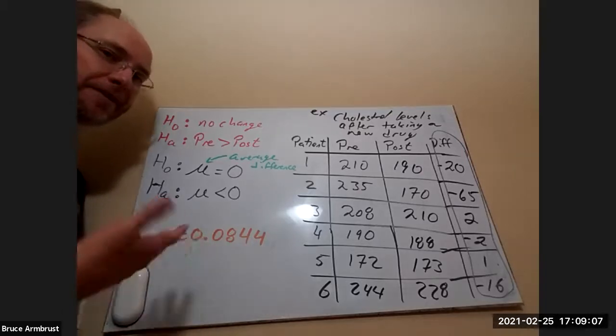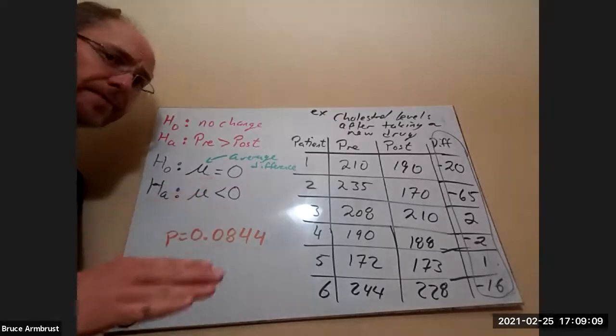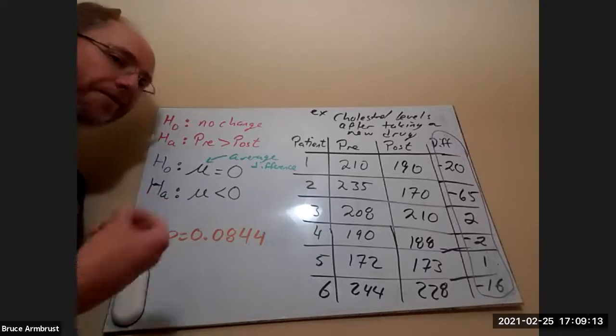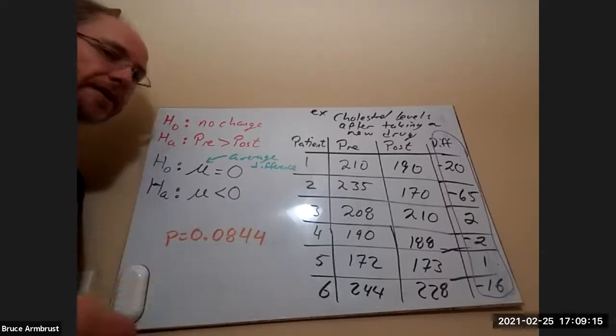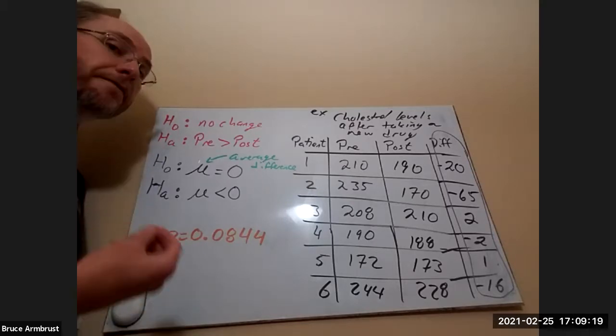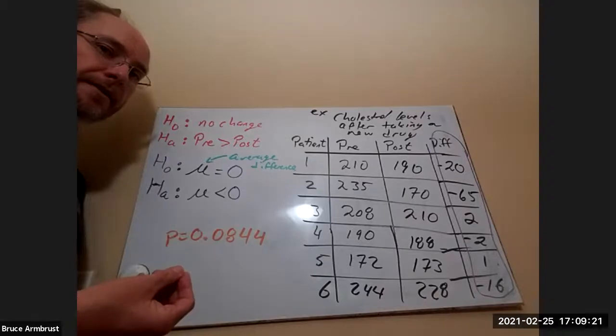How you determine what level that is, that's another story. But you should be going, okay, I'm good at alpha equals 10%, or alpha equals 5%, or alpha equals 1%, or whatever. So you should know that first before you go in.